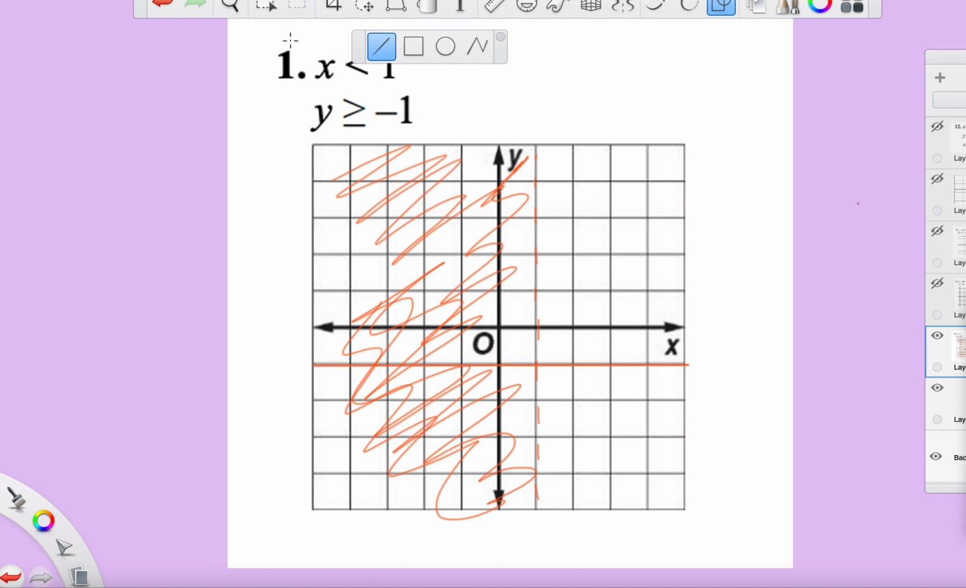Oh, I forgot to change the color. Sorry about that. Let me change that color. I thought I did. Let's just try this color. -1. Okay. Let's see if that worked.